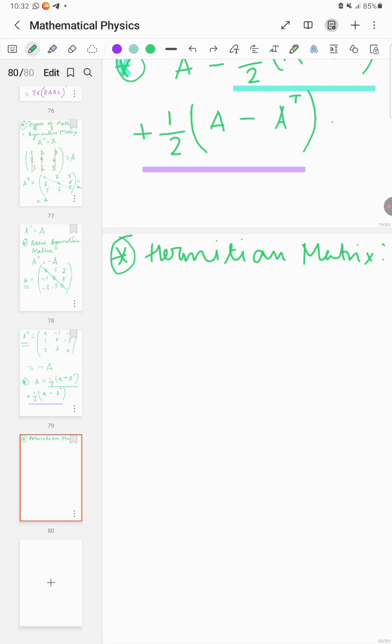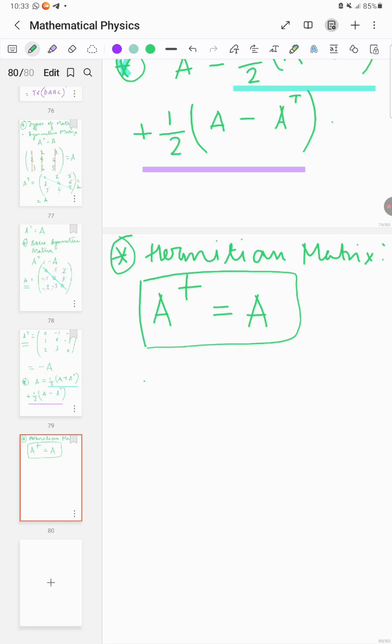So what is a Hermitian matrix? It is basically a square matrix which, if it satisfies this condition, that is A dagger is equal to A, then it is said to be a Hermitian matrix. That is, a matrix with imaginary numbers as its elements satisfying the condition A dagger is equal to A is said to be a Hermitian matrix. Now, what is dagger? Dagger is nothing but the transpose of its complex conjugate, right?